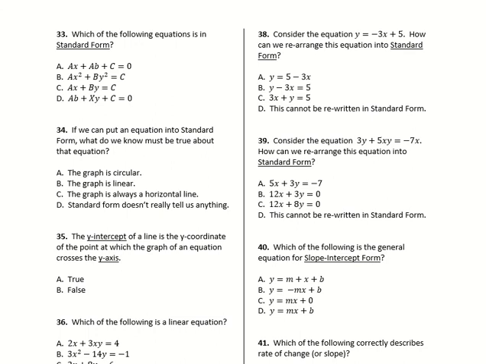38. Consider the equation y = -3x + 5. How can we rearrange this equation into standard form? A, y = 5 - 3x. B, y - 3x = 5. C, 3x + y = 5. D, this cannot be rewritten in standard form.